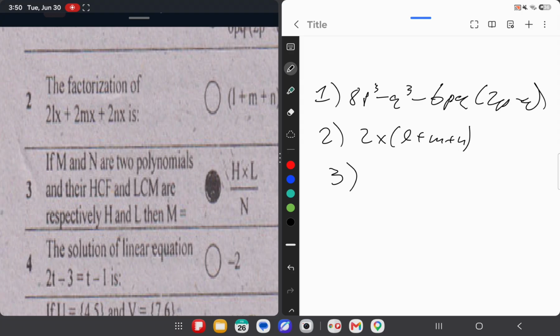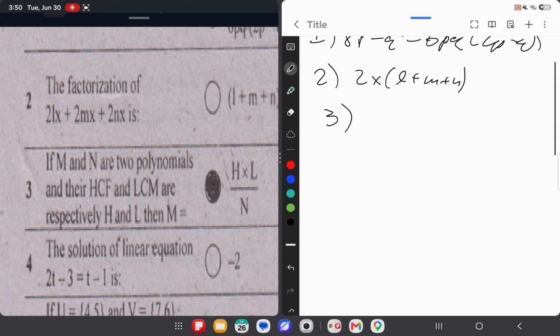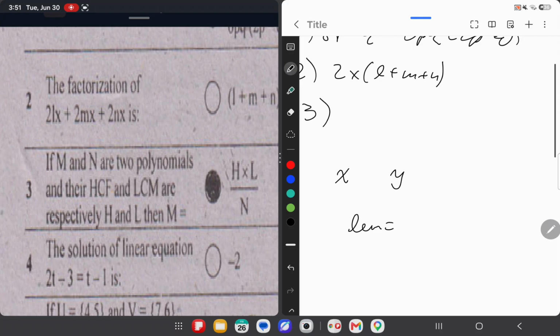Oh no. If m and n are 2 polynomials and the HCF and LCM are respectively h and l, then m must be something. Let's break this down. m and n are 2 polynomials. Let's say they are 2 numbers. x and y are 2 numbers, and their HCF and LCM respectively are a and b.